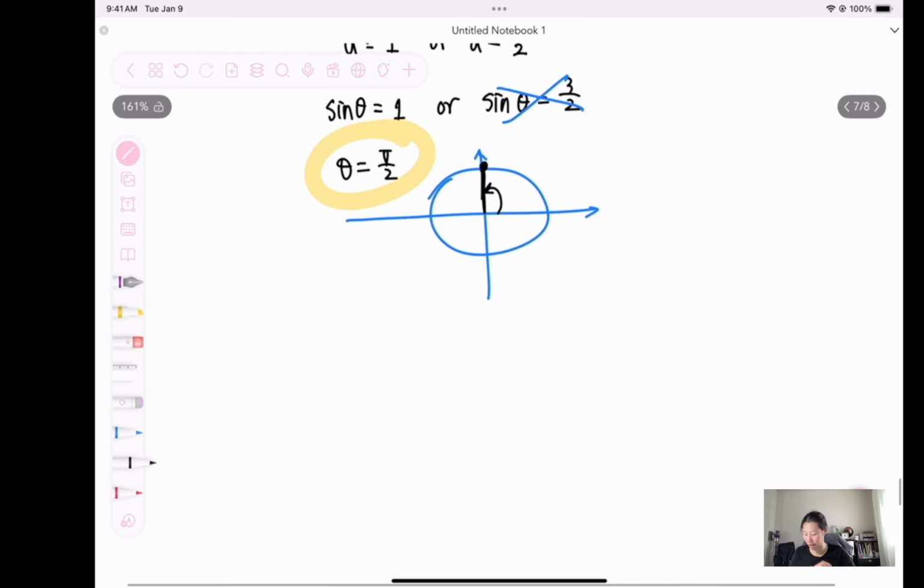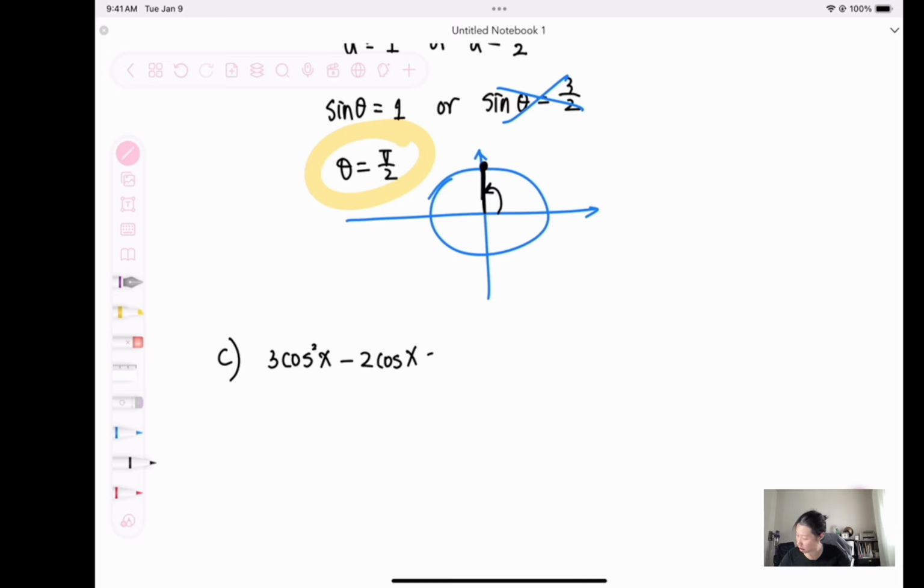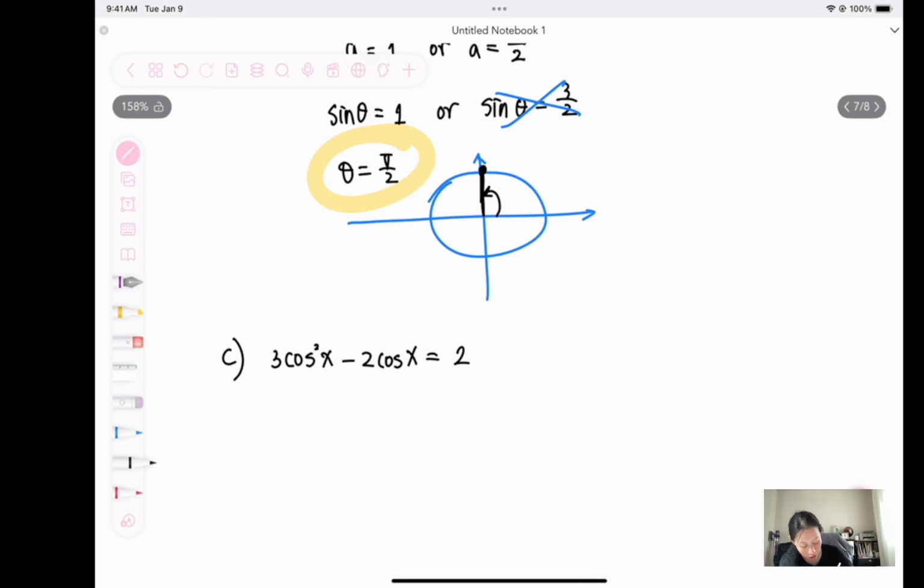Okay, last example. C. 3 cosine squared x minus 2 cosine x equals 2. Now, let's rewrite the function in the way that we are more familiar with. Since there's already x, I'm going to use y. So I have 3y squared minus 2y minus 2 on both sides. So that gives me a 0.